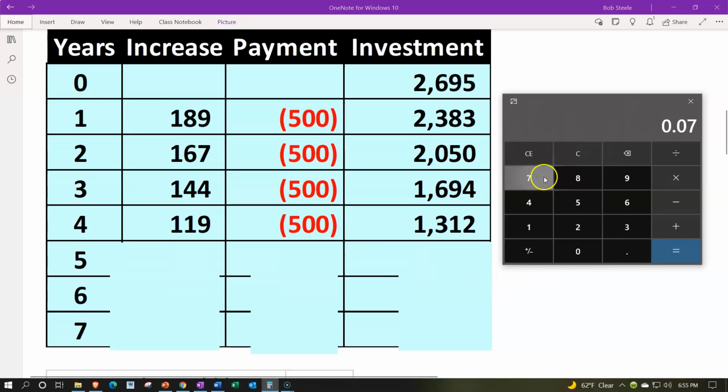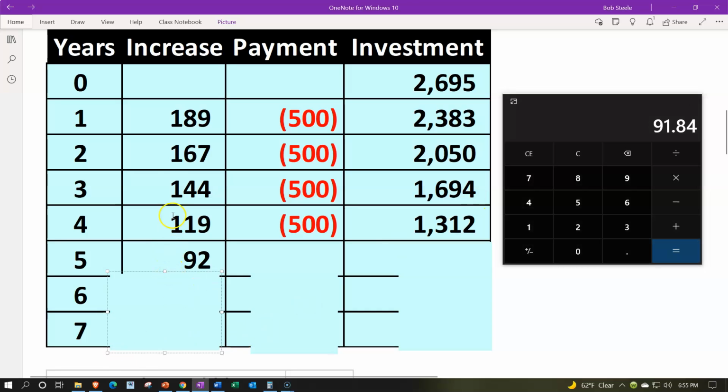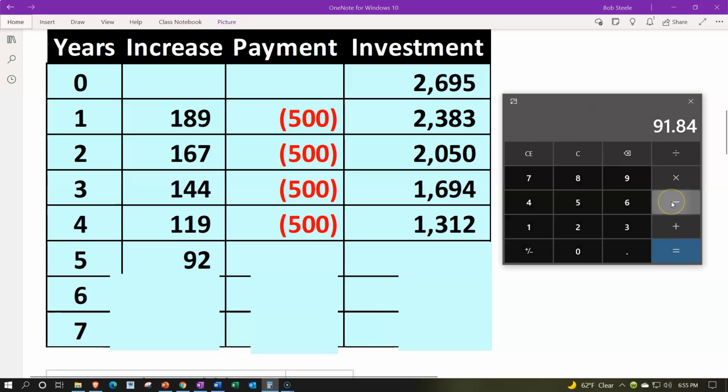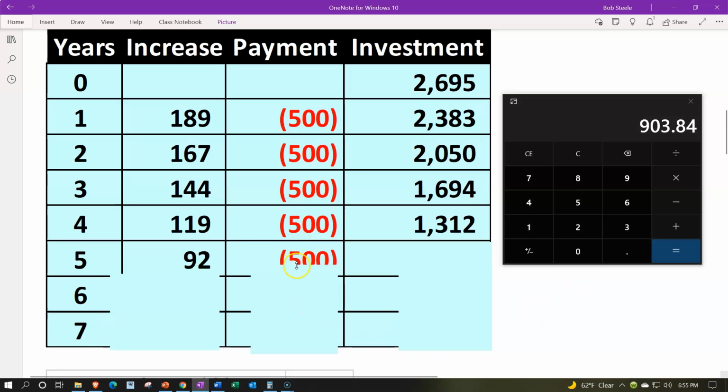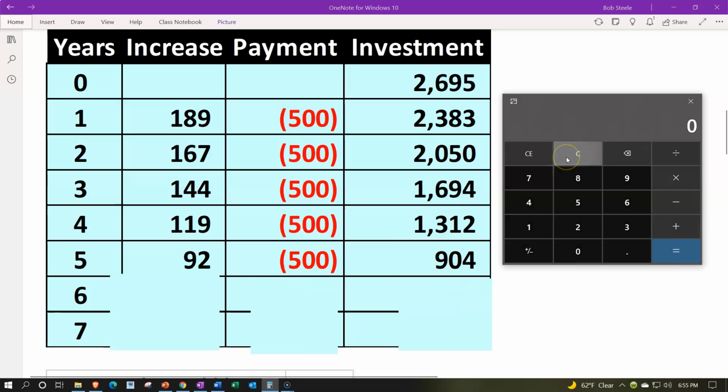I can't remember it still. I've done it 5 times now. Can't remember the number. Notice our increase or our interest or whatever our earnings are going down this time because, again, the principal is going down due to us taking the $500 out, which is more than the earnings each time. And so another 500 gone is going to bring us down to the 904. We take the 904 times 0.07.